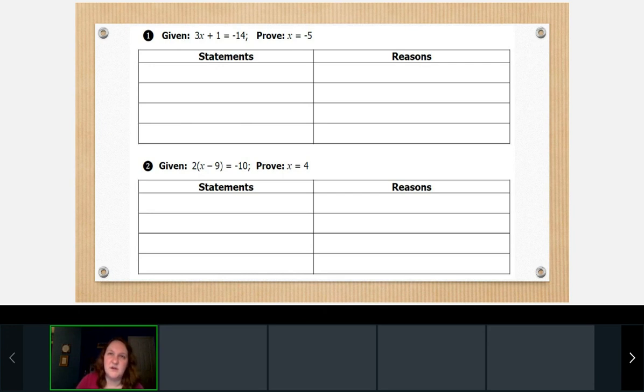I don't think there's ever going to be a time where you have to write one completely from scratch in this course. When you get into further math classes, though, you'll want to be able to do that. Yay, you're right. The first step is going to be 3x plus 1 equals -14. And that annoying little reason says, why? And you write, because it's given, silly.